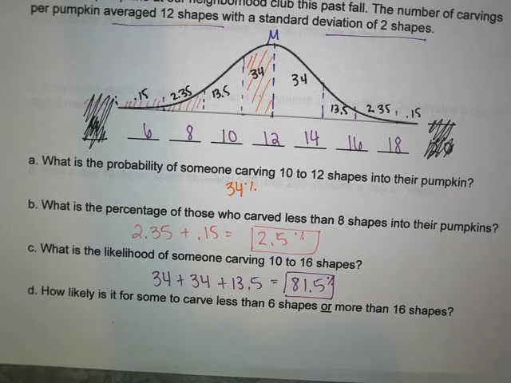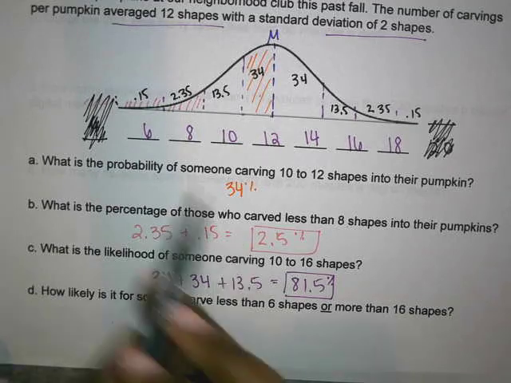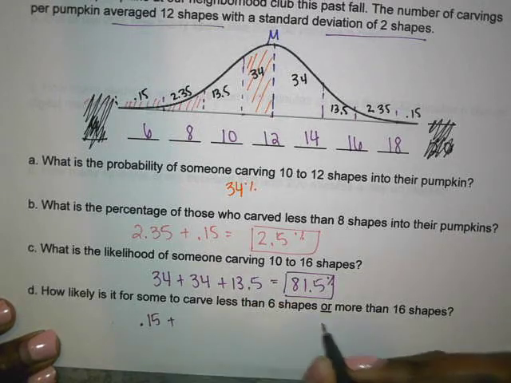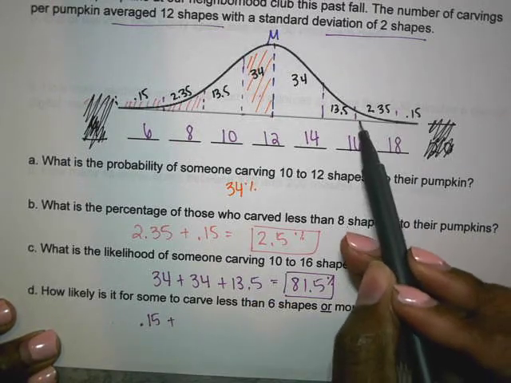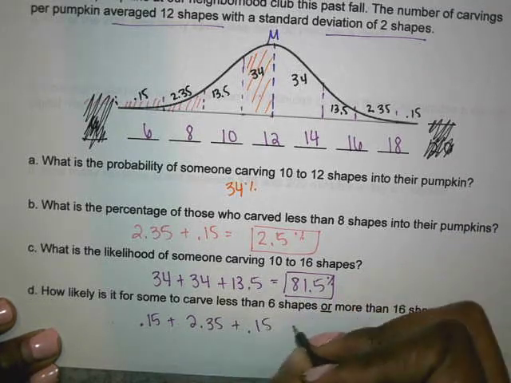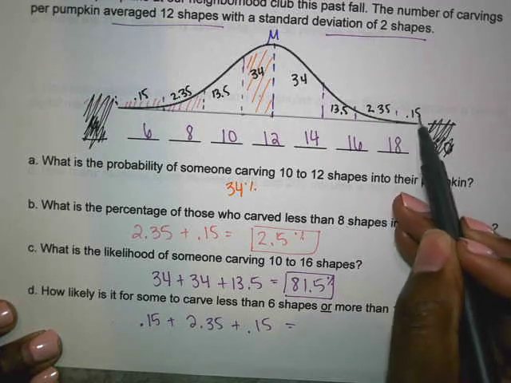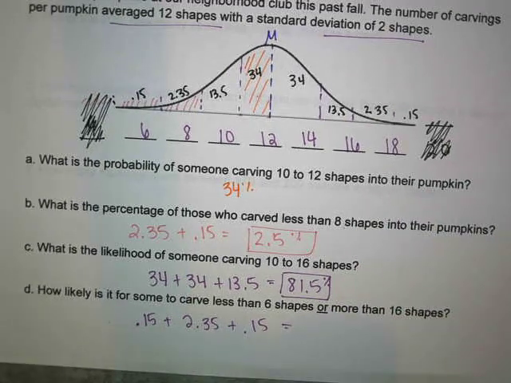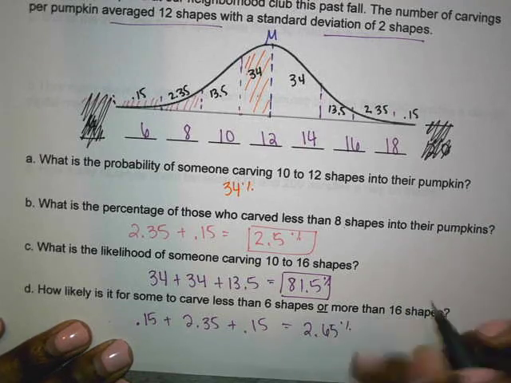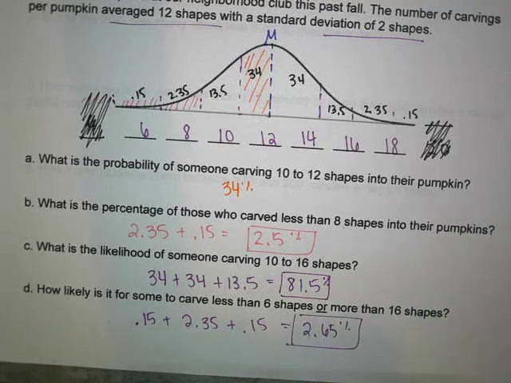And then how likely is it for someone to carve less than 6 shapes or more than 16 shapes? So less than 6, our probability is 0.15, or less than 6 or more than 16 will be 2.35 plus 0.15, because I added this one and that one. So if you add up all of those numbers, 0.15 plus 2.35 plus 0.15, you're left with 2.65%.